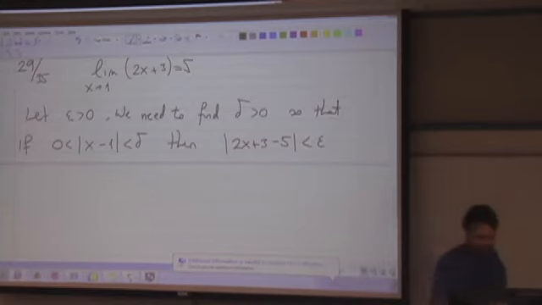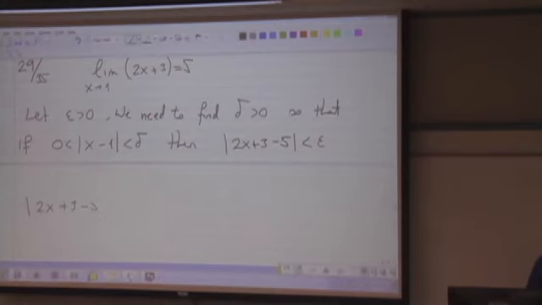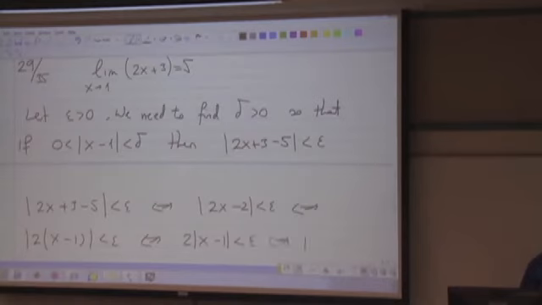So if I start working on the second relation that I have there, if I look at the absolute value of 2x plus 3 minus 5 is less than epsilon, this is equivalent to saying the absolute value of 2x minus 2 is less than epsilon. Right? And it's equivalent to saying the absolute value of 2 times (x minus 1) is less than epsilon, which is equivalent to saying 2 times the absolute value of x minus 1 is less than epsilon, which is equivalent to saying that x minus 1 in absolute value is less than epsilon over 2.